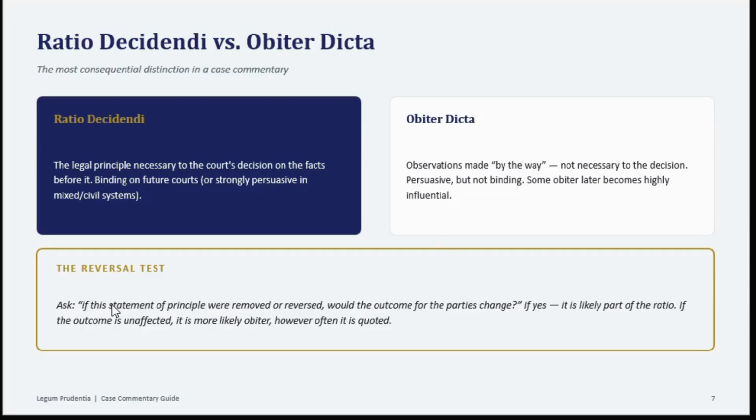Here is the third test, the reversal test. Ask if this statement of principle were removed or reversed, would the outcome for the parties change? If yes, it is likely part of the ratio. If the outcome is unaffected, it is more likely obiter, however often it is quoted.